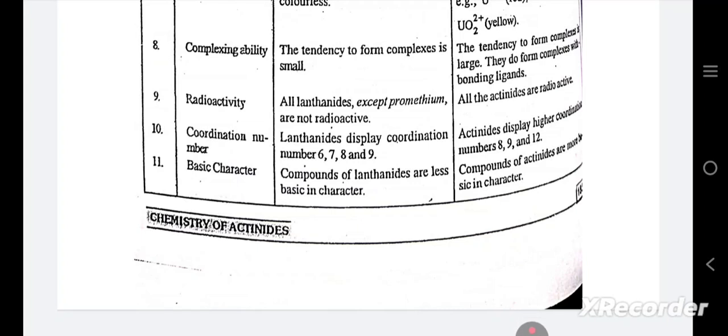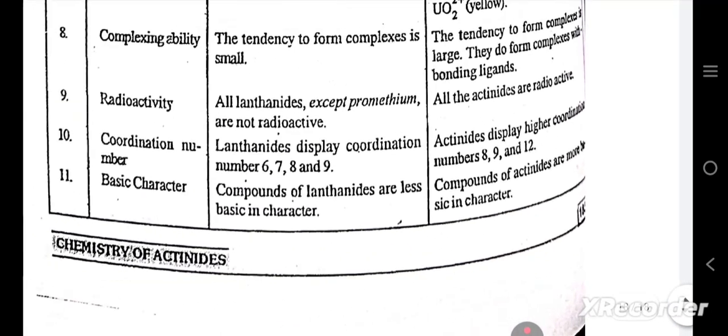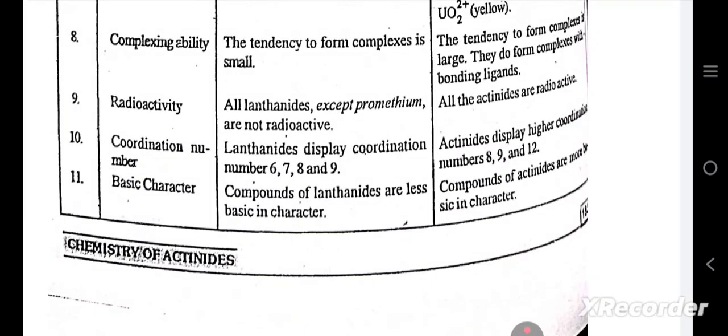Basic character: compounds of lanthanides are less basic in character. Compounds of actinides are more basic in character.